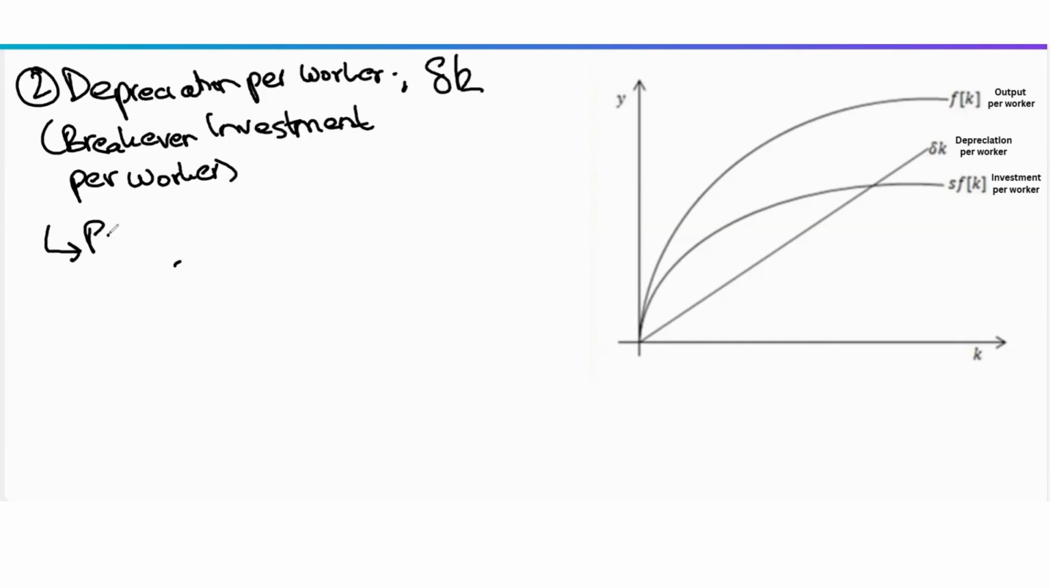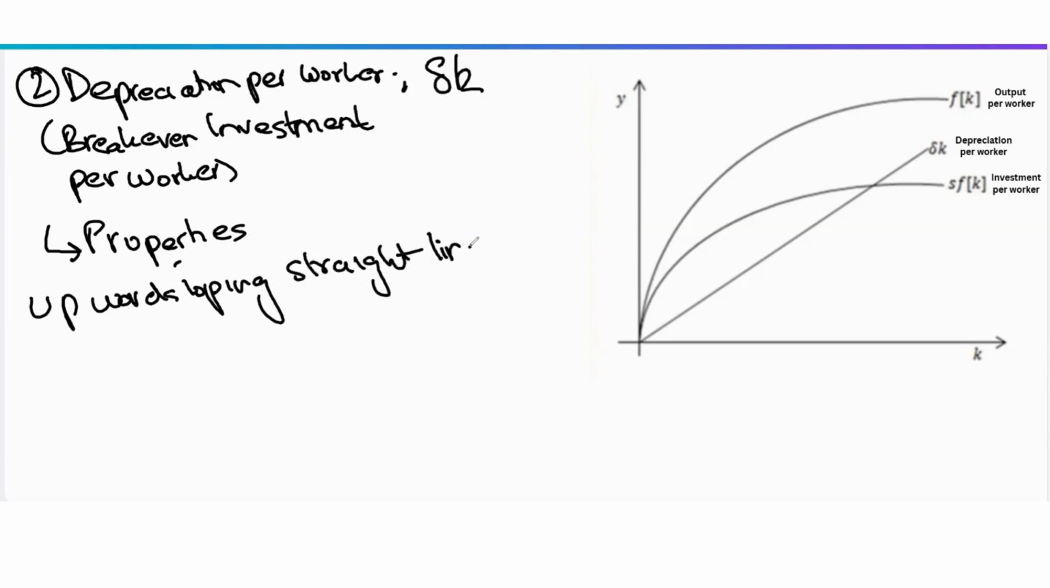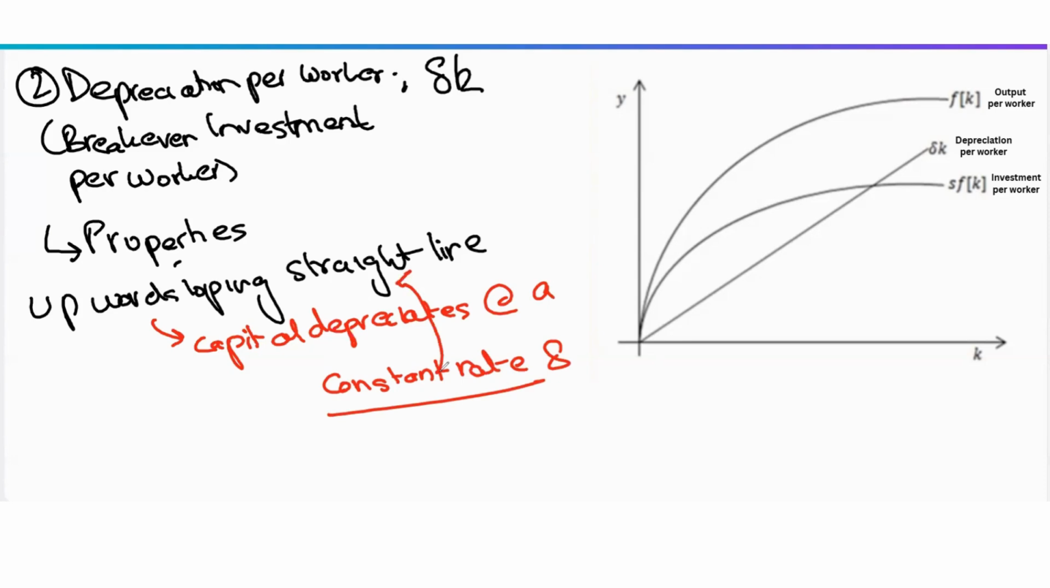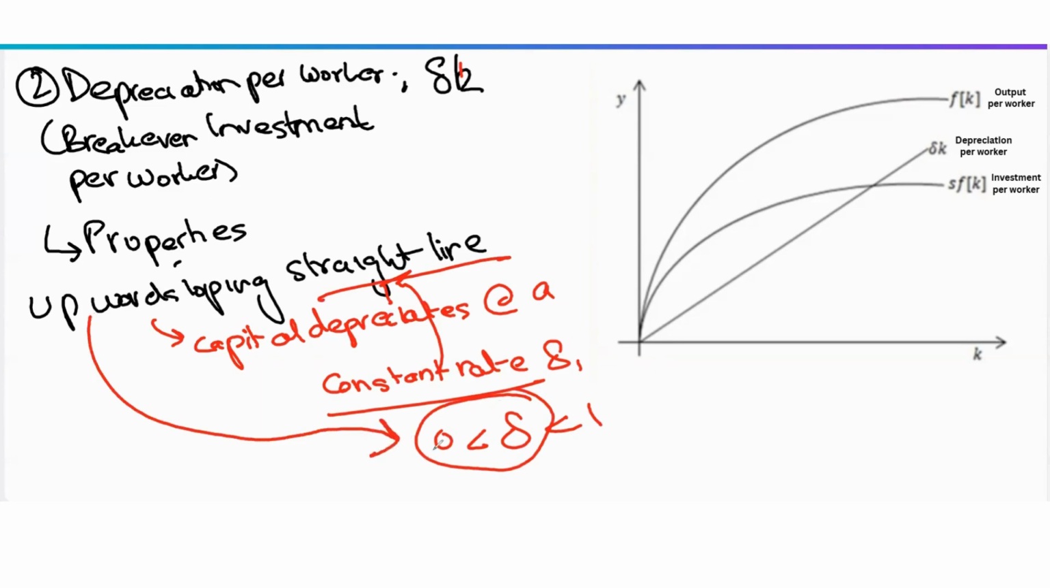Now, what are the properties of this? As we can see, it's an upward sloping straight line. Why is that? That is because capital depreciates at a constant rate, delta. The constant rate is what makes it a straight line, where delta is between 0 and 1. And obviously delta is positive, so delta being greater than 0 means that it's upward sloping. So it's an upward sloping straight line because capital is depreciating at a constant rate. And obviously, the more capital per worker you have, the more depreciation per worker you're going to have. So that's why it looks like this.